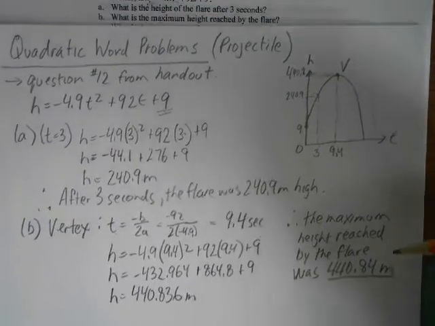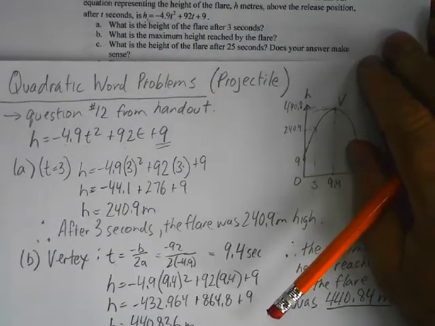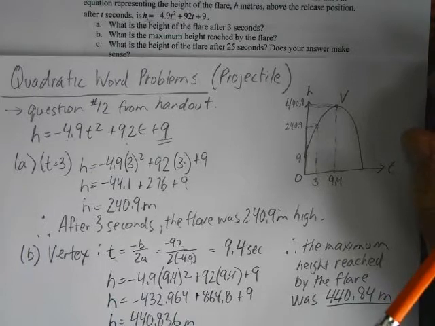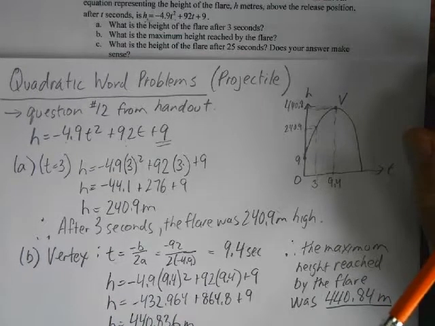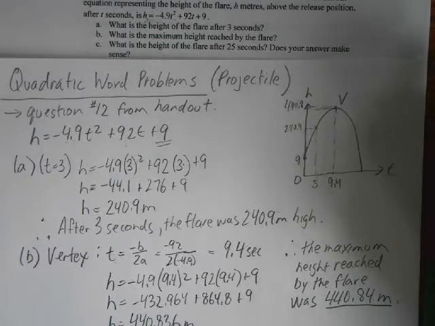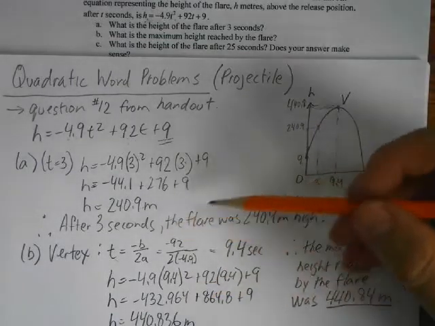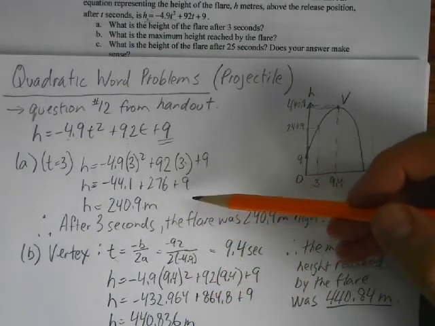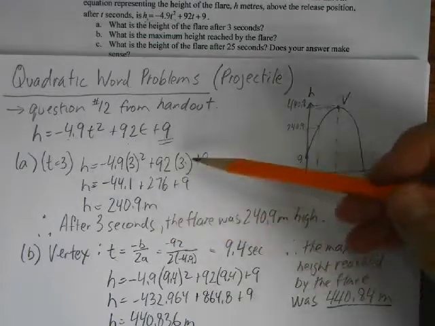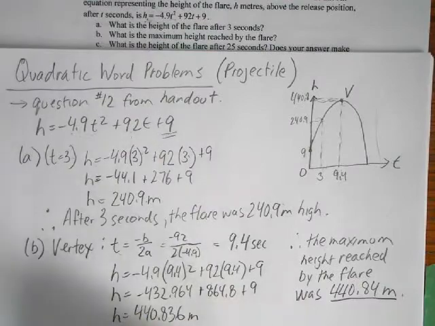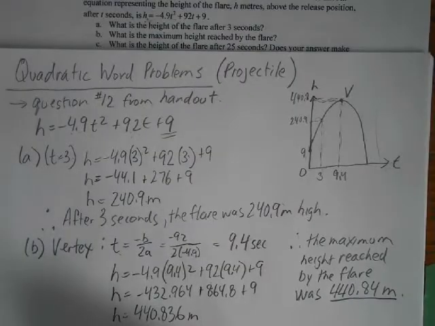Okay, next question. What is the height of the flare after 25 seconds? And then it says, does your answer make sense? So that's probably a little warning indicator that something might be wrong with this. So basically this looks like the same type of question as we had in A. We just plug in, instead of plugging in 3 seconds, we plug in 25. So let's go ahead and do that.